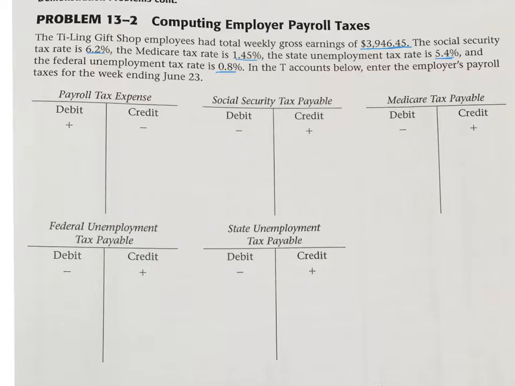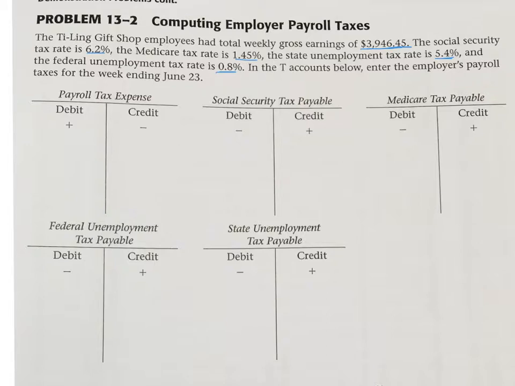What they did was they let you deduct your 5.4 from the federal 6.2. So you only have to calculate the 0.8% for federal. What they want you to do is in the T accounts below show whether you're going to debit or credit each of these payroll taxes. And the way you want to do this is you want to look at each tax individually, put it in its proper place in the T account, and then make sure that your debits and your credits match.